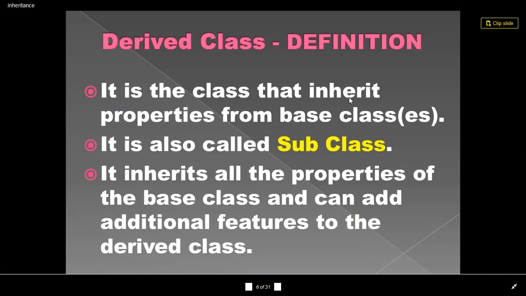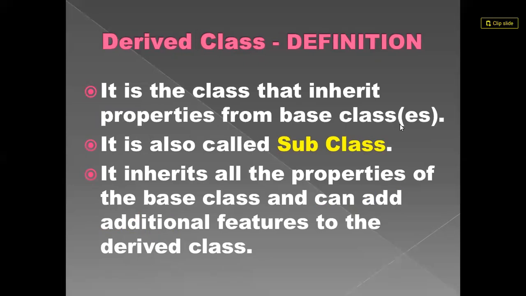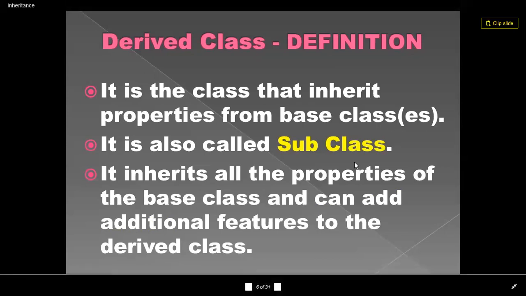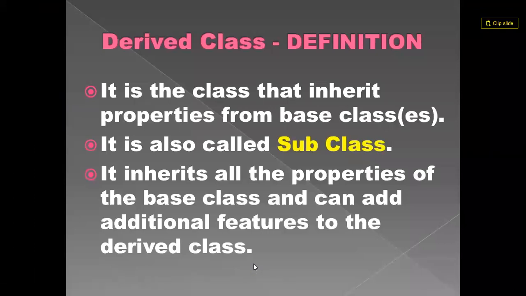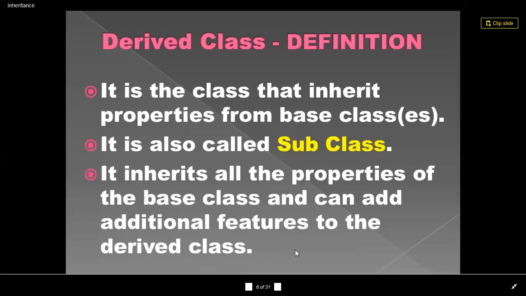A derived class is the class that inherits the properties from the base class or classes. Remember that there can be one base class or multiple base classes. It is also called a subclass, as I said. It inherits all the properties of the base class and can add additional features to the derived class. That is the interesting part of inheritance: if you inherit a class, you get everything it has, and you can add more to that. That's where C++ actually thrives. We'll see examples, and very soon we will use the feature of inheritance in most cases.